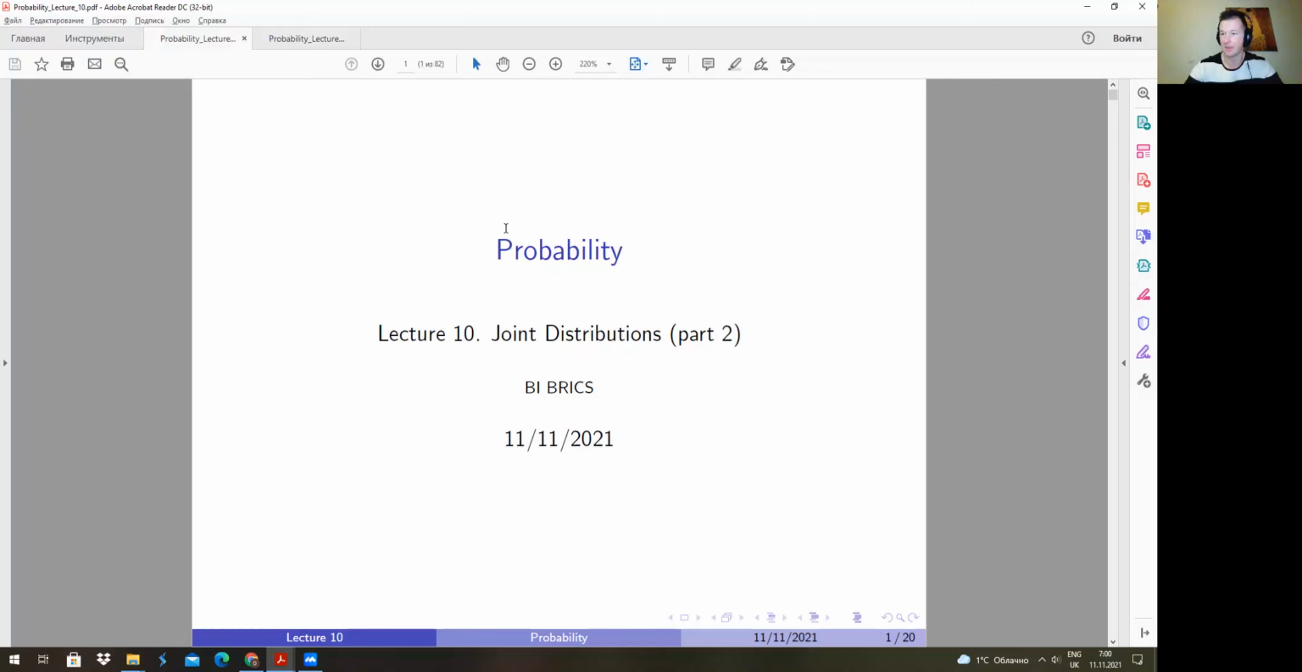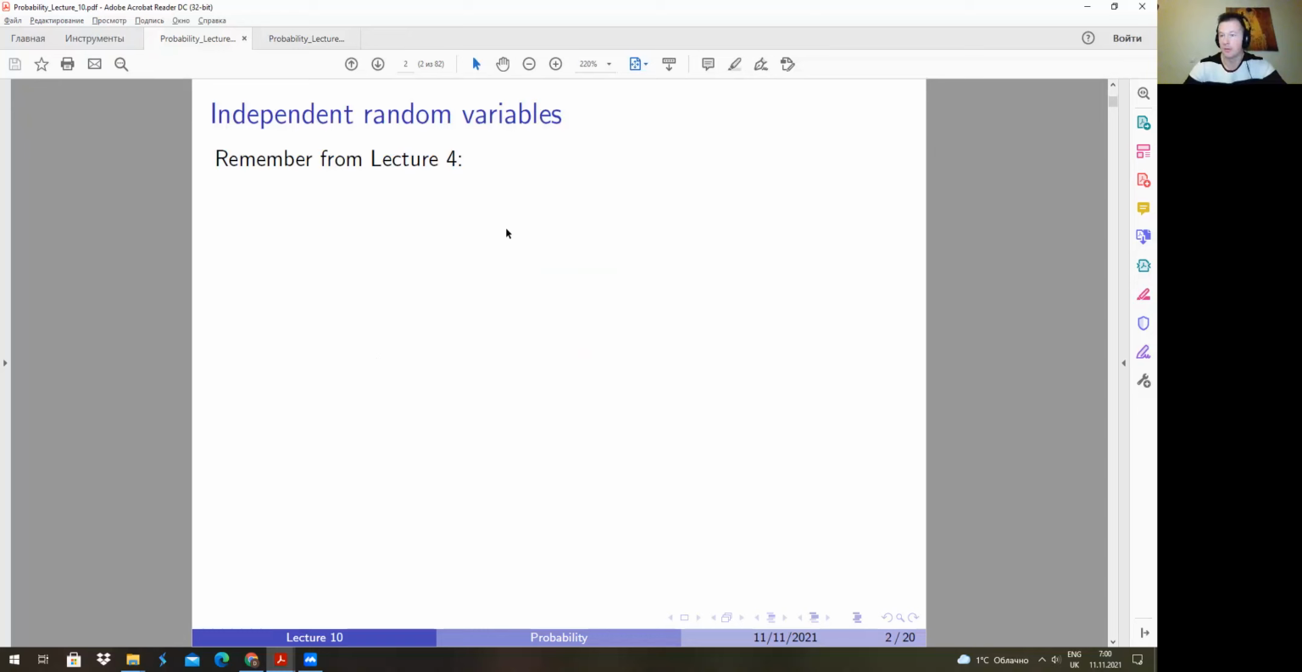Okay, so then let's continue the discussion on the joint distributions. So the first concept that we introduce here is the independency of random variables. Independency is also quite important thing, and why is it important?